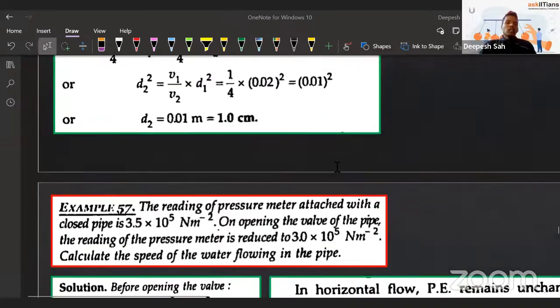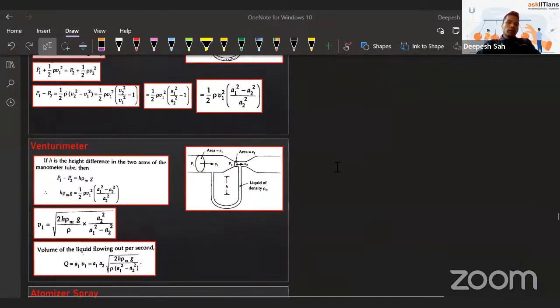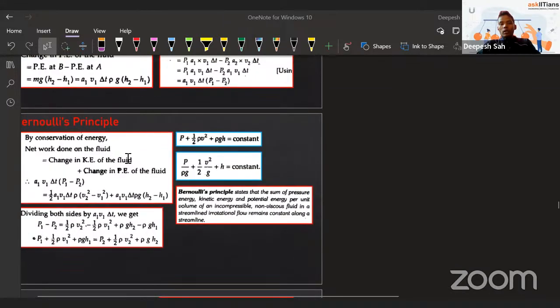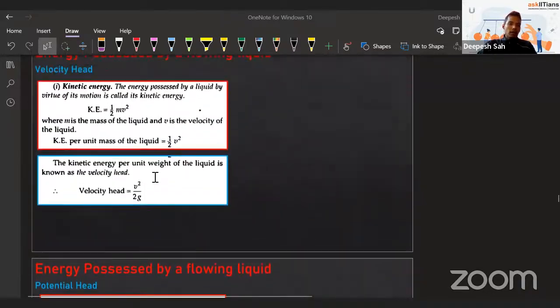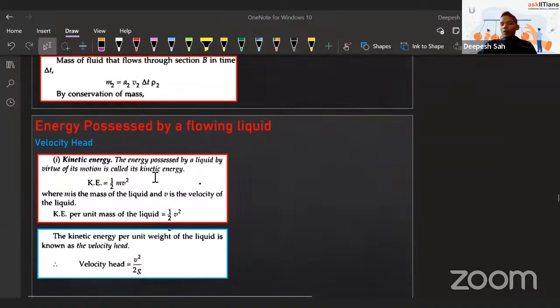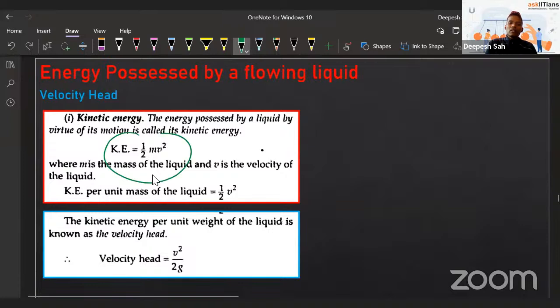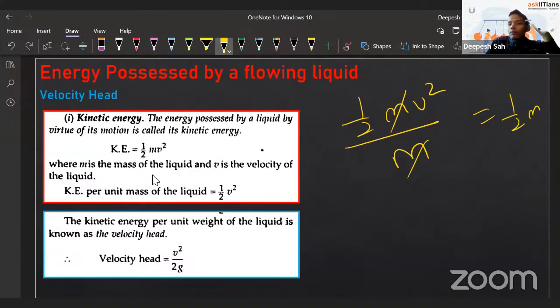Now, next is also very important, or you can say the most important part of this chapter. That is known as Bernoulli's Principle. Before talking about Bernoulli's Principle, I want to tell you a few things which you should understand. You very well know the concept of kinetic energy: kinetic energy equals half mv square. That is clearly not new for you. But if you take kinetic energy, half mv square, and divide it by mass, the mass cancels out, and it equals half v square.